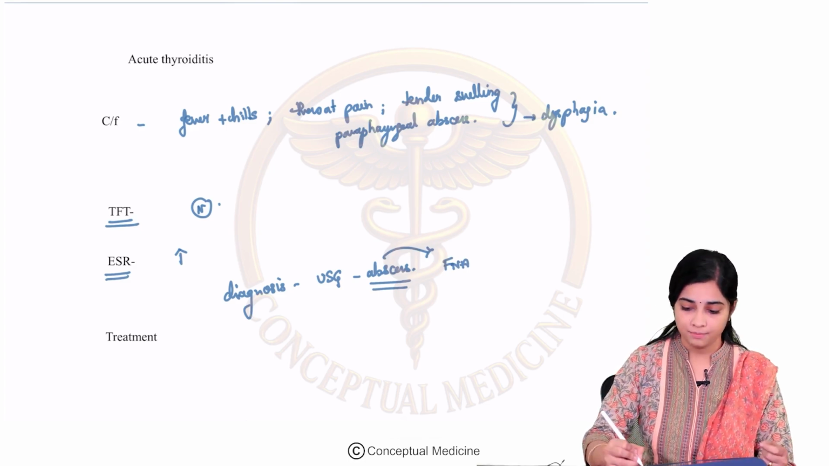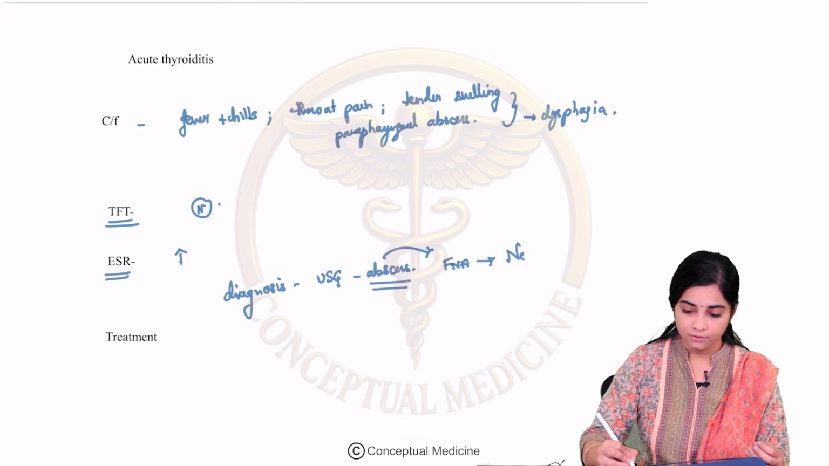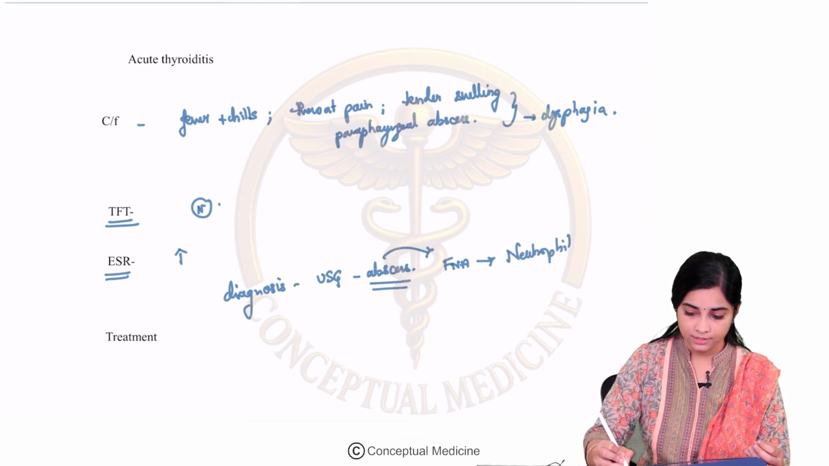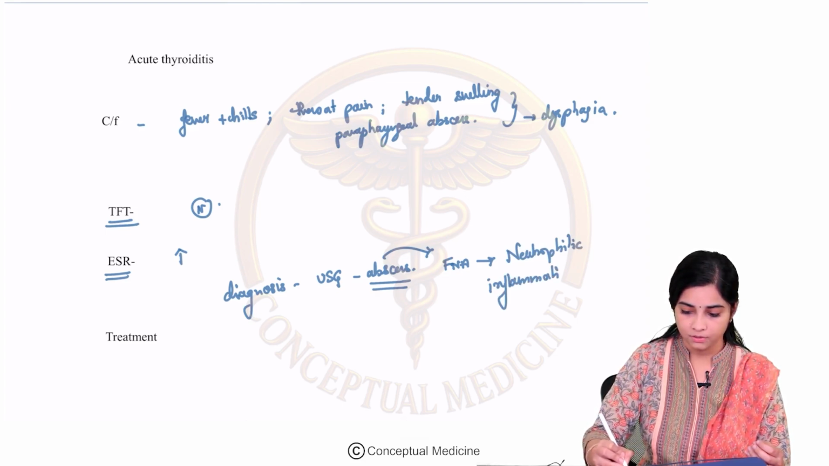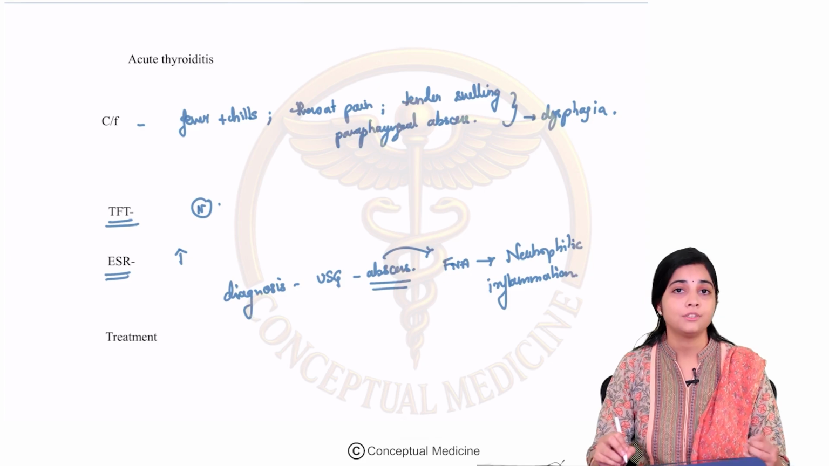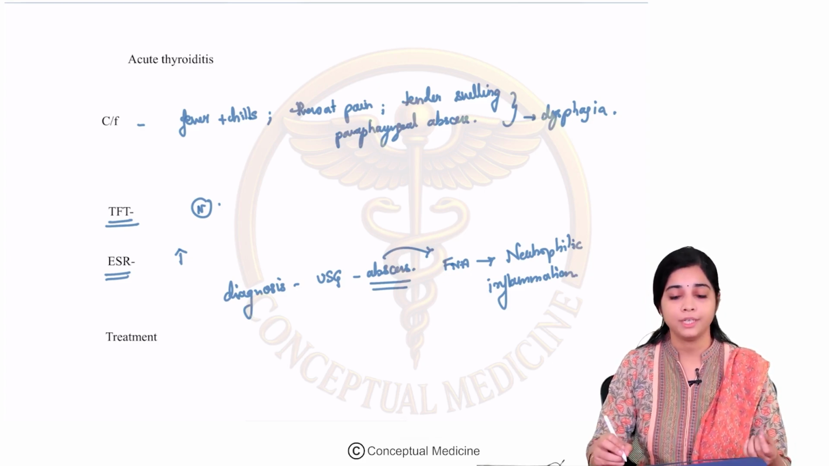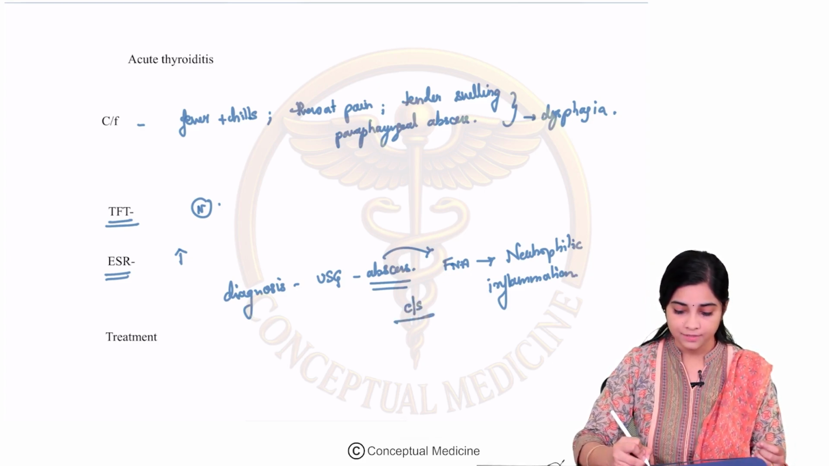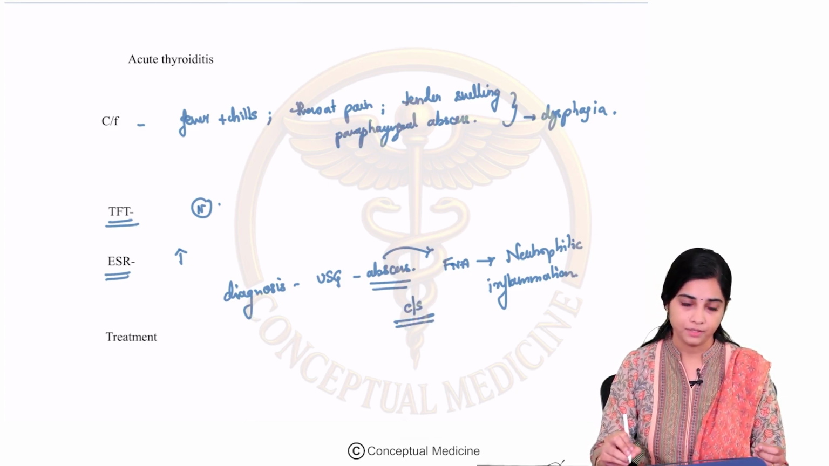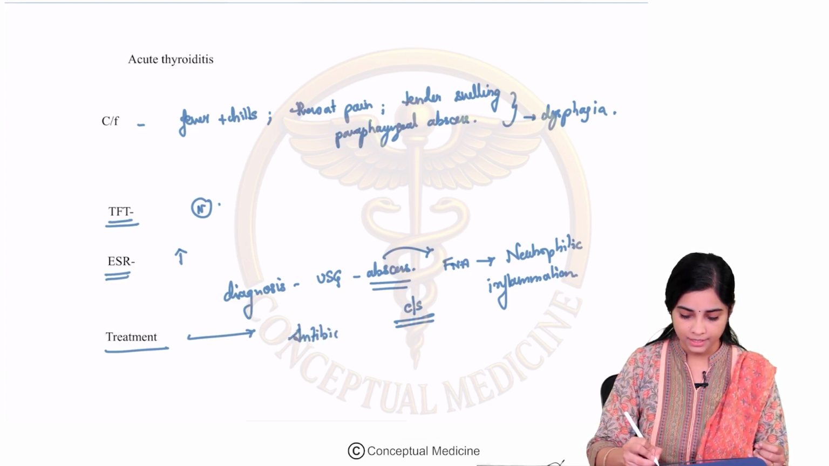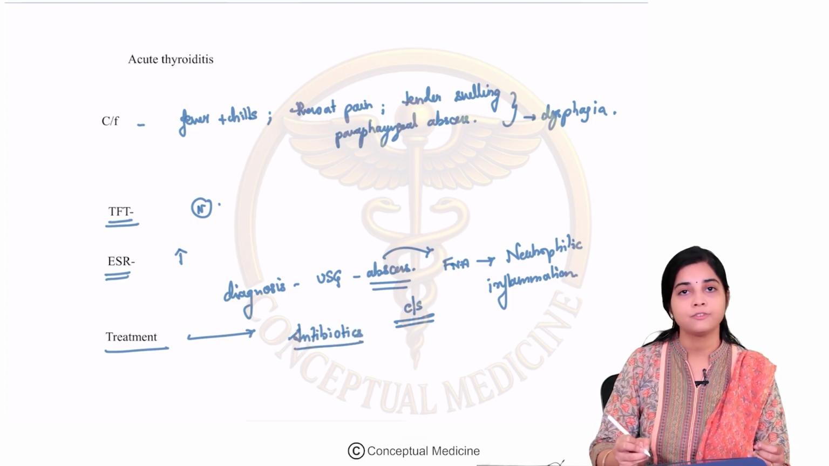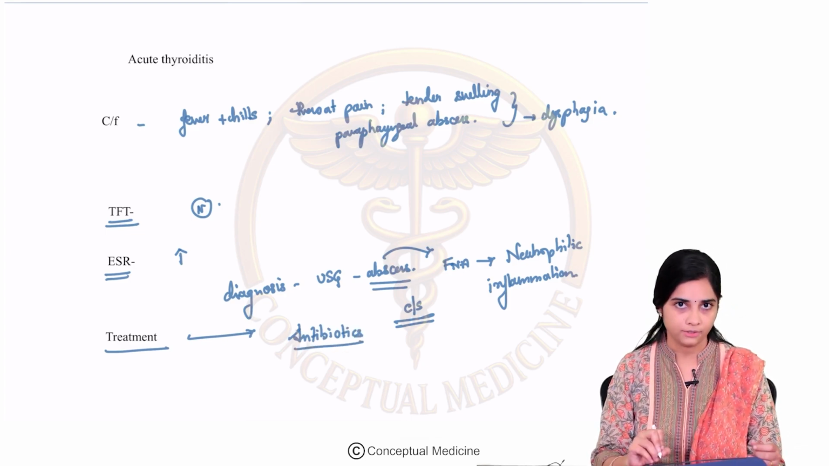Once you do an aspiration and you look at it under the microscope, you can see evidence of neutrophilic inflammation. The other advantage of doing an FNA is that whatever aspirate you get, you can send it for culture sensitivity and identify the organism. And the treatment of acute thyroiditis is giving appropriate antibiotics, if this is a bacterial cause for your thyroiditis.